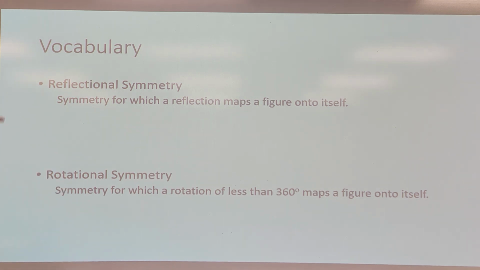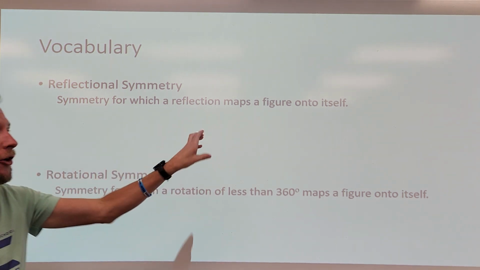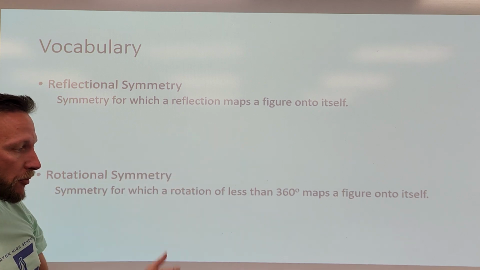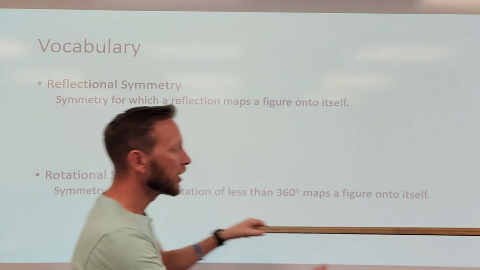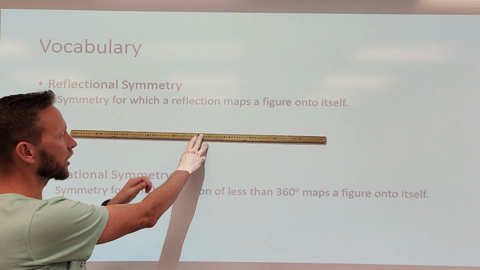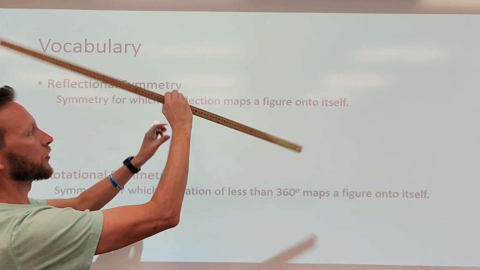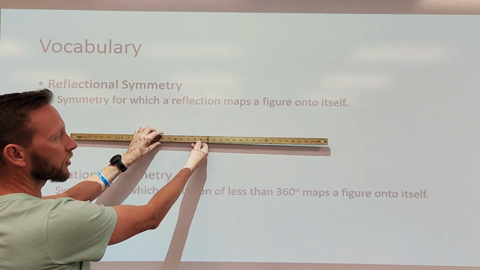First, reflectional symmetry. This is what we're already familiar with. Symmetry for which a reflection will map a figure back onto itself. And that's different from rotational symmetry, where we turn the figure and then it maps back onto itself. For example, look at this really long rectangle that I'm going to call this meter stick. There's a line of symmetry right down the middle so that this would reflect onto itself, right? And it'd be the same figure.